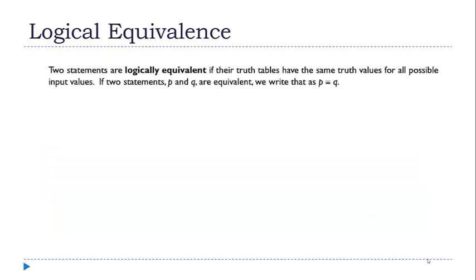Now that we have an understanding of how to make truth tables, we're ready to answer this big question here. How can we tell if two logical statements are equivalent to each other? And the definition here is that the two statements are logically equivalent if their truth tables have the same truth values, that's the same values in the end result column for all possible input values. And if they are equivalent, then we write that as P is equivalent to Q, where equivalent is kind of like an equal sign, but with 3 lines instead of 2.